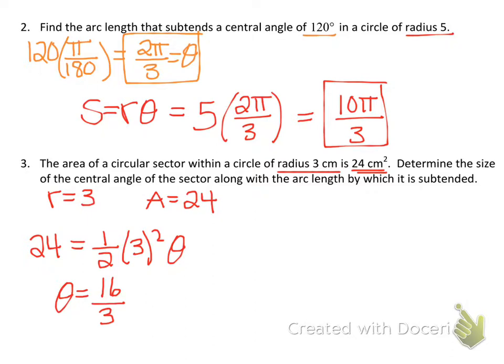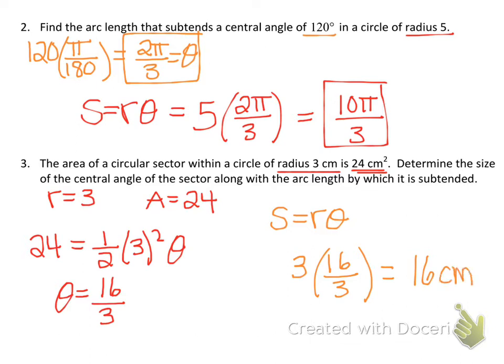So now we need to find the arc length, which is S equal to radius times theta. We were given R as 3, and we just found our theta. So our arc length is 16, and we're talking about centimeters. So we found our arc length, and then the size of the central angle.